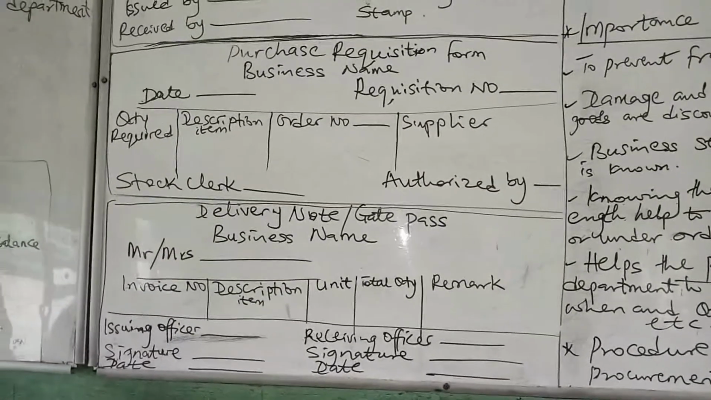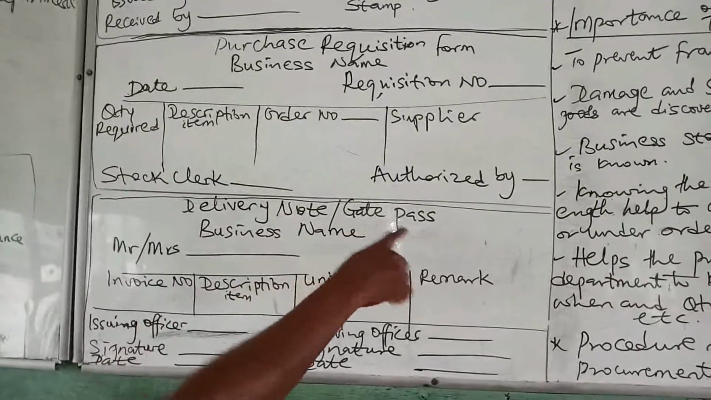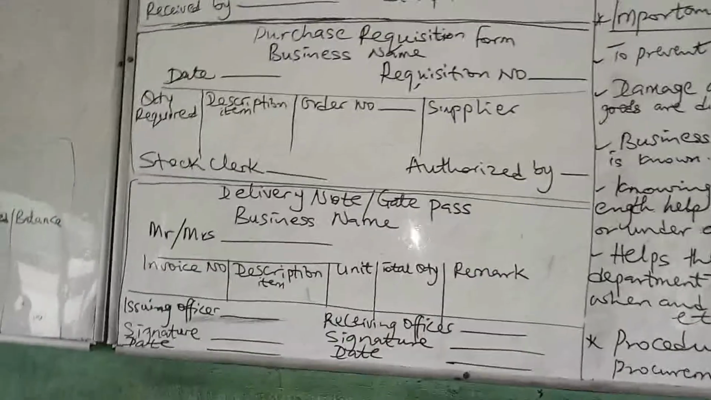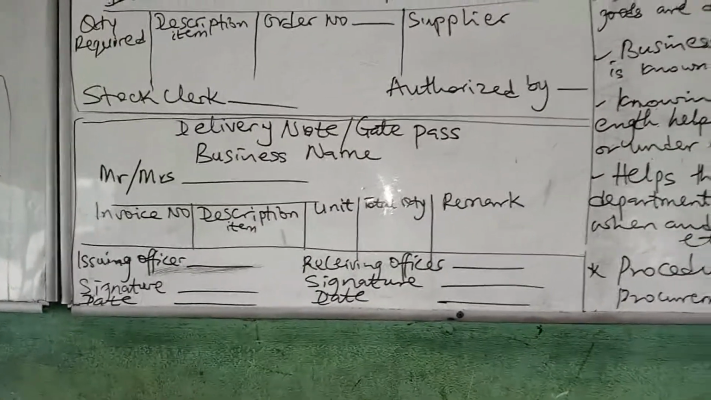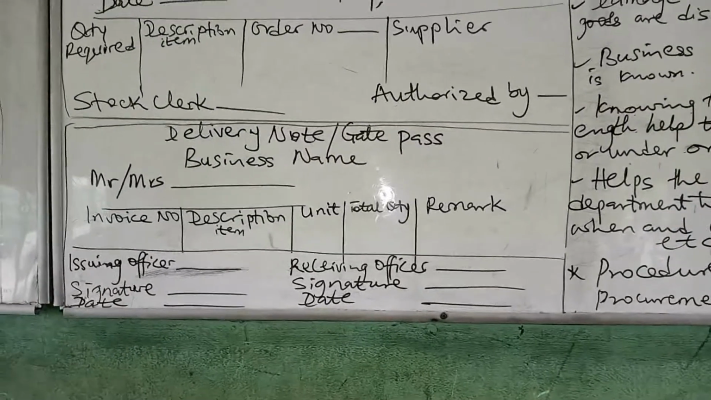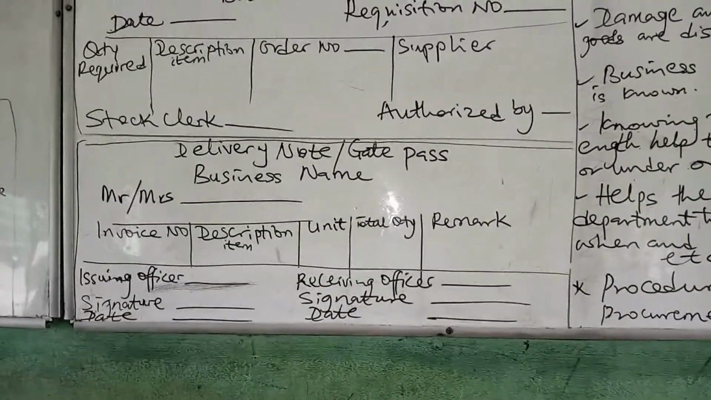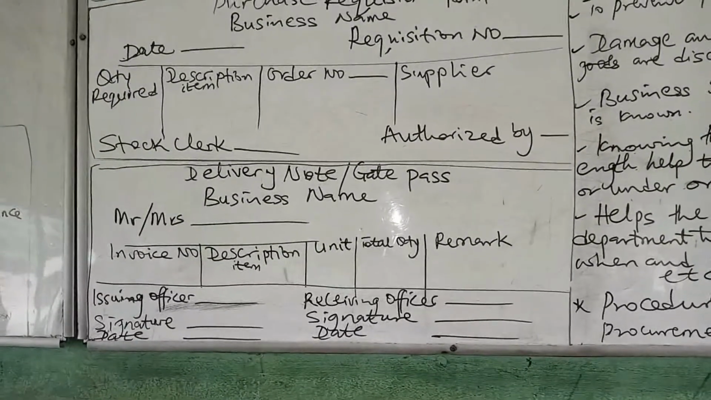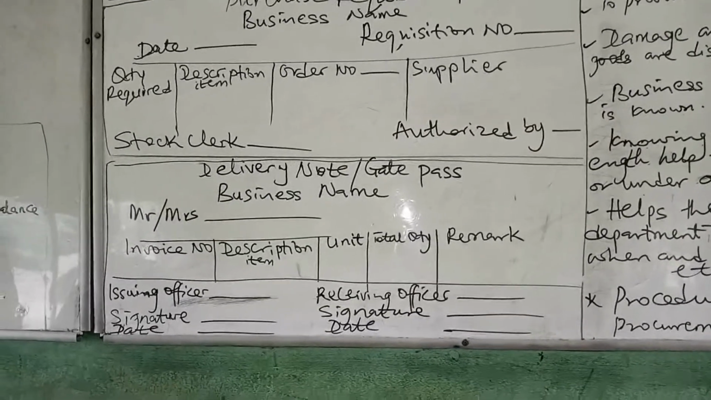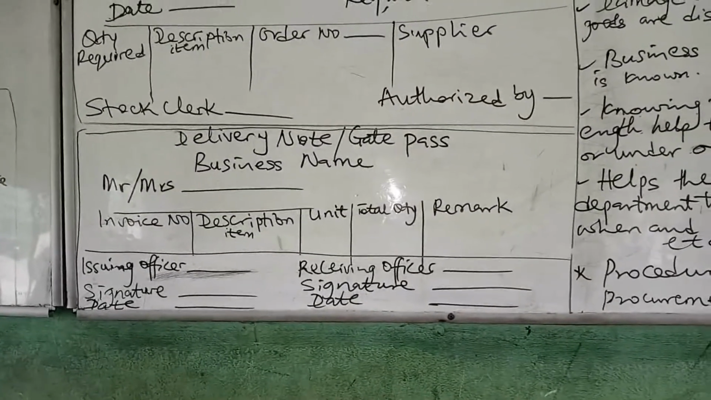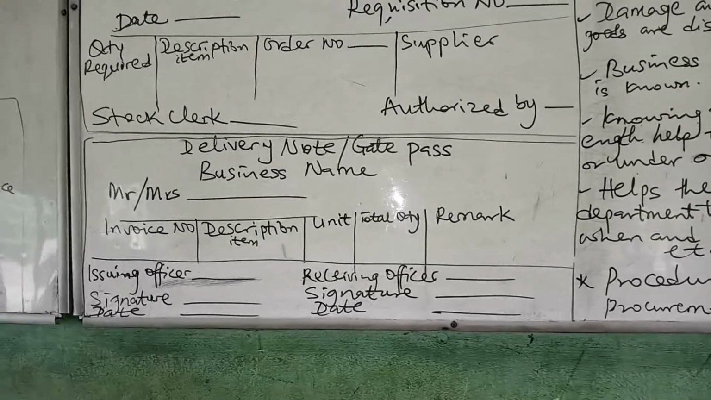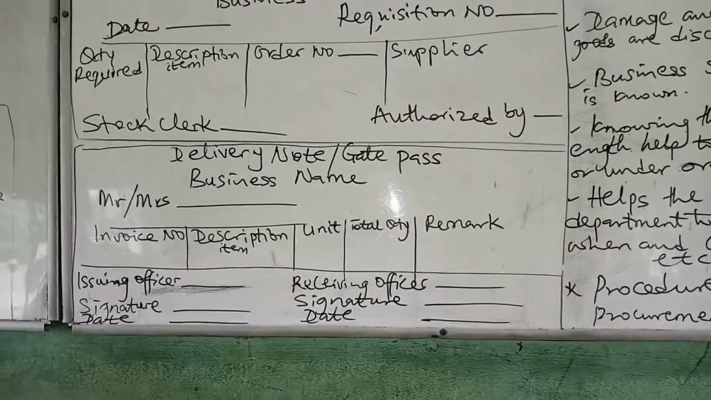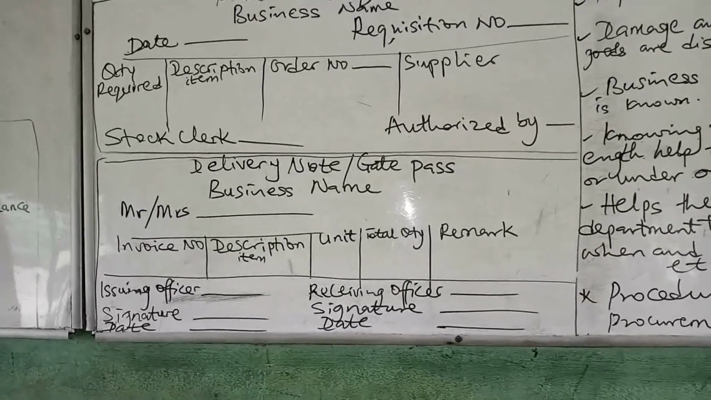Then another document we have there is the delivery note or gate pass. It will also contain the name of the business. This document allows passage at the security gate. It enables the security department to check the authorized quantity of goods to be carried out of the organization through the gate. The quantity that will be carried out, they will check it at the gate.